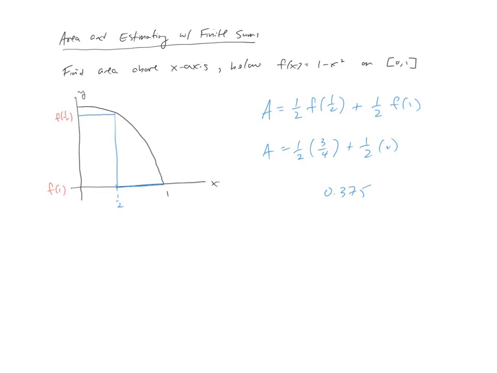0.375. So this guy is a big underestimate of the actual area. We call this the lower sum. And it's because you've got a lower sum and an upper sum, that overall area is going to be somewhere between those two things. So 0.375 to 0.875. So that's using two rectangles and an upper sum and a lower sum.